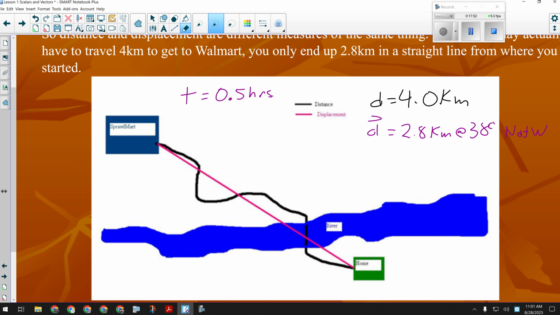How fast did I walk? When I ask how fast did I walk, am I asking for speed or velocity? Speed. I didn't ask direction, I just said how fast did I walk. So if I want to calculate how fast I walked, then I use the formula for speed. V equals D over T. So that'll be 4.0 kilometers divided by 0.5 hours.